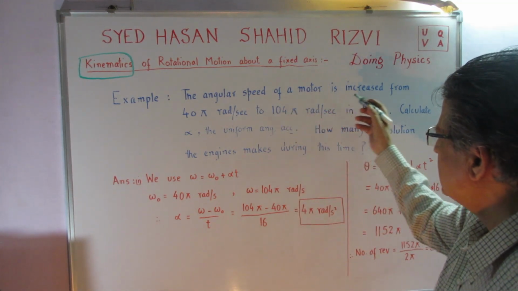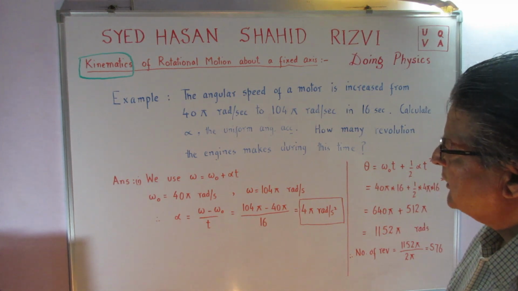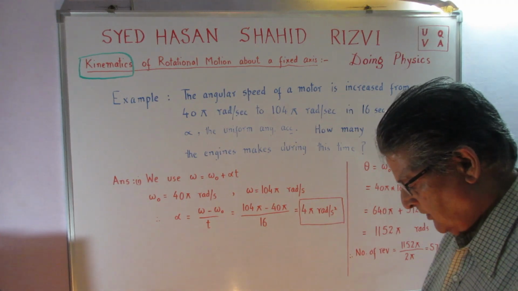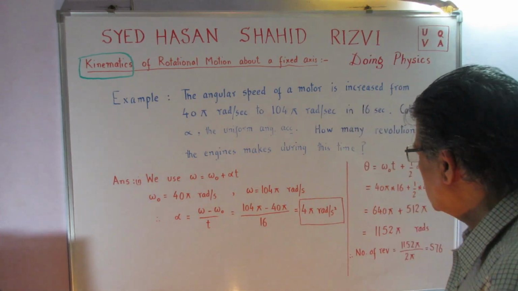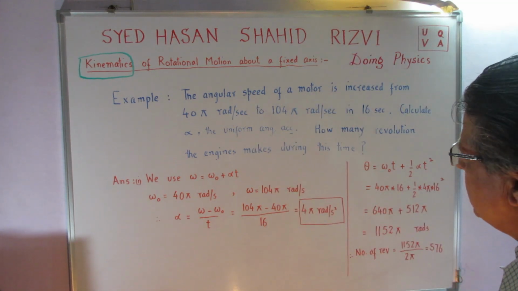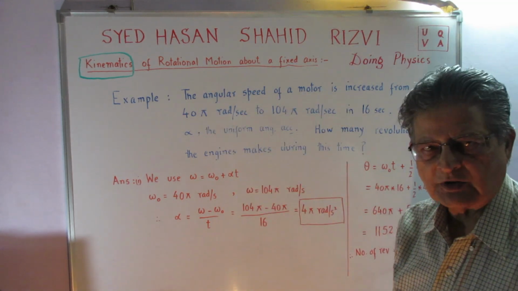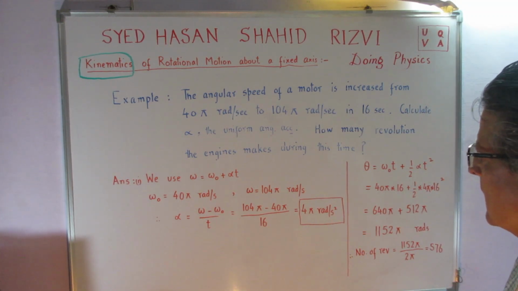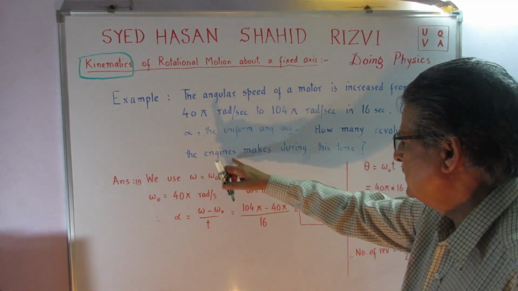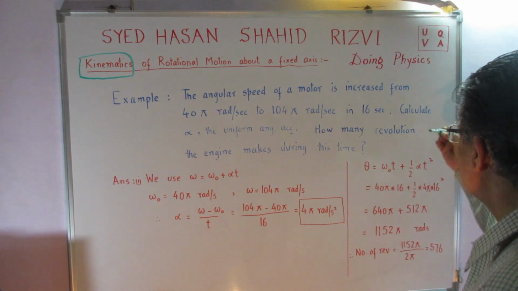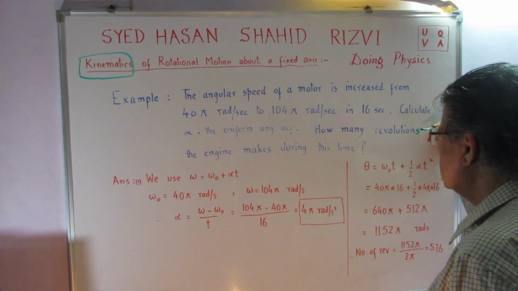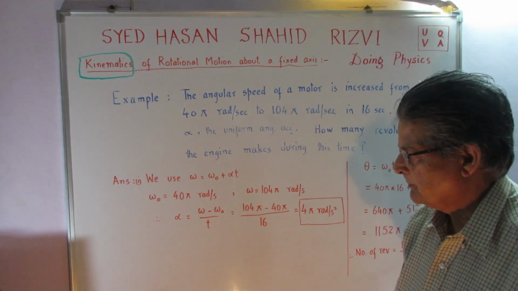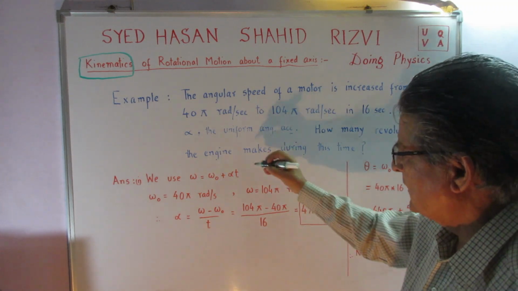The angular speed of a motor is increased from 40 pi radians per second to 104 pi radians per second in 16 seconds. Calculate the uniform angular acceleration alpha of the system. How many revolutions the engine makes during this time interval, that is 16 seconds. So it is a simple use of this equation.